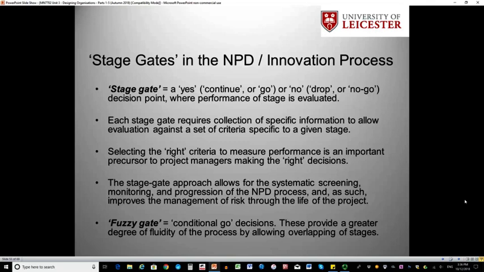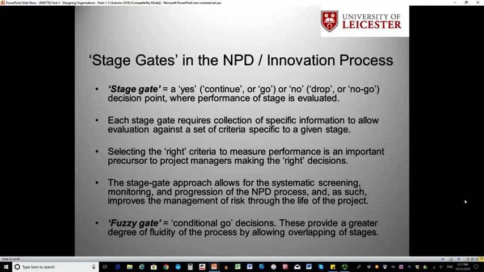Fuzzy gates are a kind of an enhancement of the stage gate. The stage gate is either a yes, no, and the fuzzy gate is a kind of conditional go. If, for example, there's a number of criteria that have to be met before you move from stage 1 to stage 2, it might be that of, say, those 10 criteria, 5 are considered to be more important than others, and it might be as long as you meet the top 5 criteria for progressing, then it's okay that you progress even if the other 5, which are less important, haven't yet been met. So it gives more fluidity to the process, and it allows the overlapping of stages.